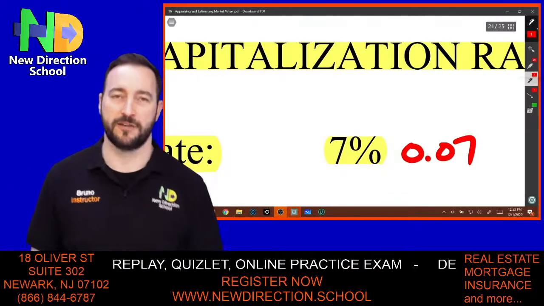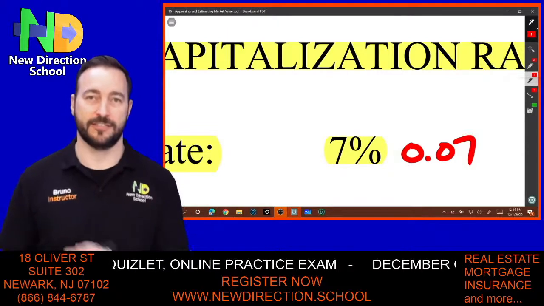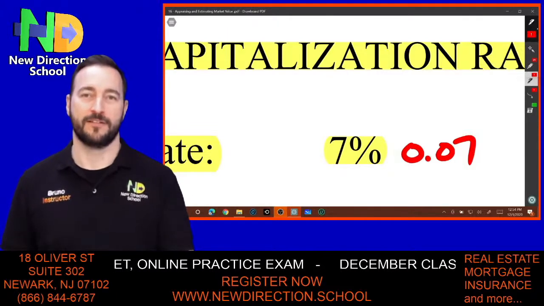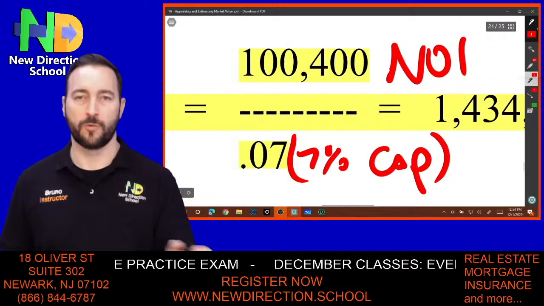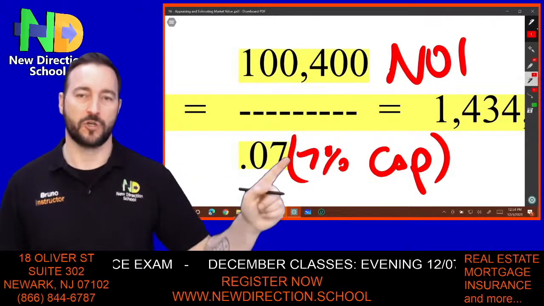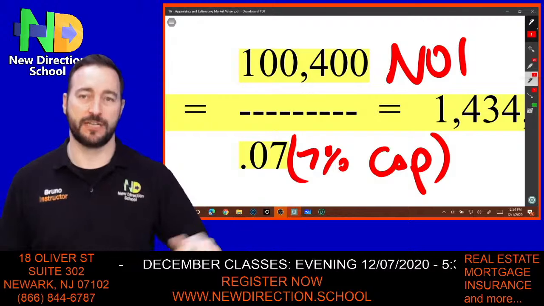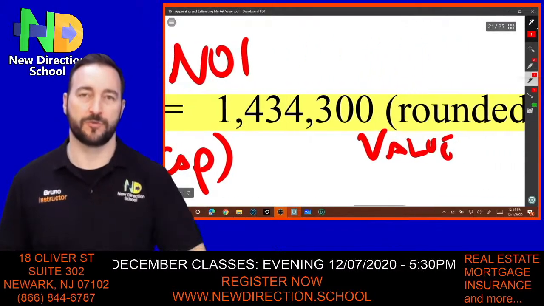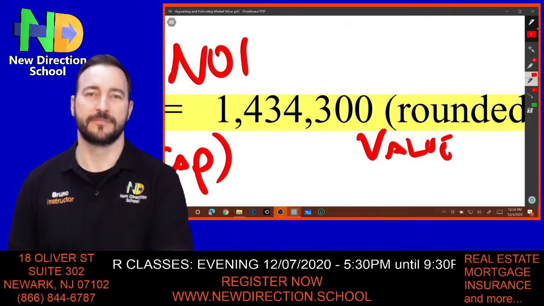And I'll explain this better when we get to the math chapter. This is the bachata thing that Jen is talking about, right? So this is the same as 0.07. So when you put the numbers into the formula, income, rate, 100,000 divided by 7%, the property is worth 1.4. That's not what you get?